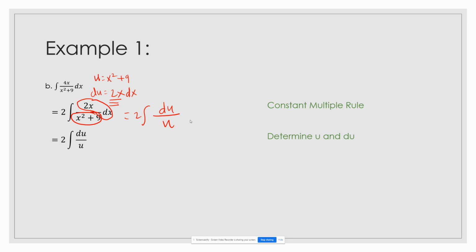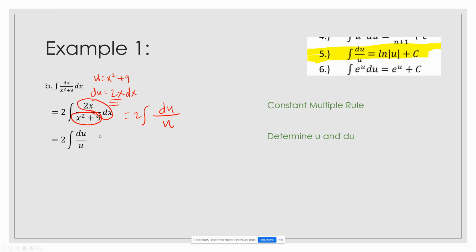Now we need to integrate. What rule are we going to use here? Well, we can look at our table, and if you look at rule number 5, this is our log rule. This is the log rule that we're going to use.